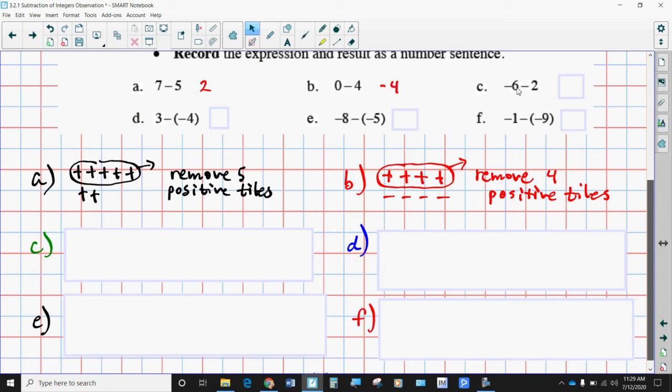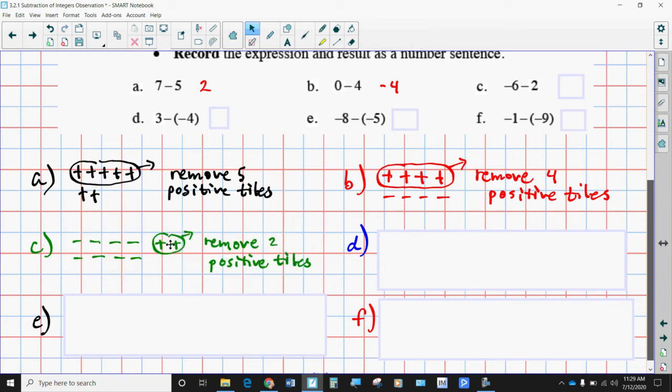Started with -6 and you took away 2 positives. Well, are there any positives there? No. So you're going to have to create a couple of 0 pairs so that you have enough to take away 2 positives. So here are 1, 2, 3, 4, 5, 6. And then I didn't write them next to each other, but can we all agree that 2 negatives and 2 positives makes 0? So that has a total value of -6. After you remove the 2 positive tiles, now it's 1, 2, 3, 4, 5, 6, 7, 8 negatives. So -6 minus 2 is equal to -8.